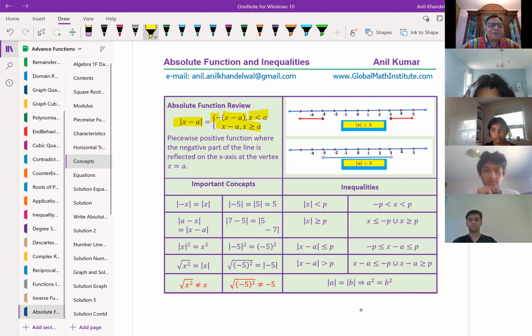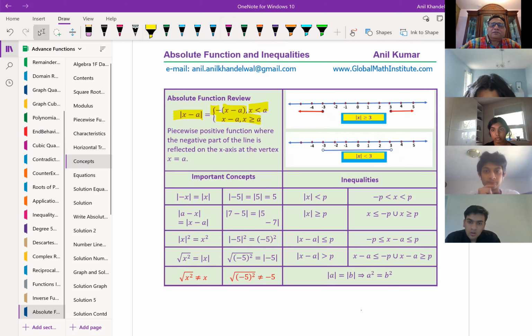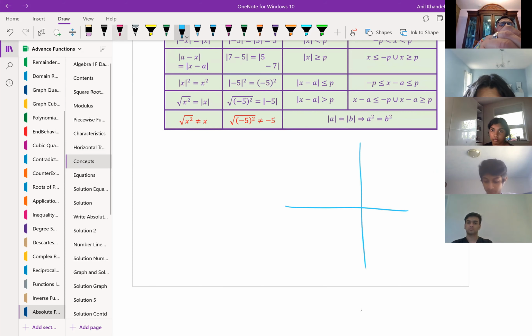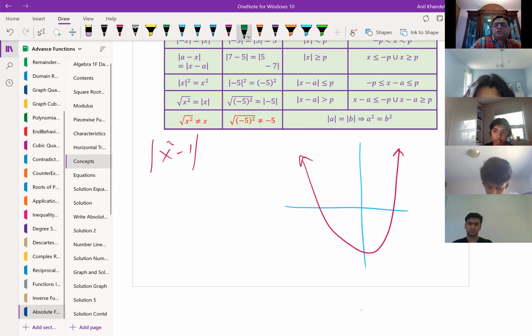Got it? Let me give you a difficult example. You will understand. Let me again go back to the x squared minus 1 function, right? So we have x squared minus 1 absolute value. When I wanted to do absolute value, I reflected this off like this. Is that clear to you?